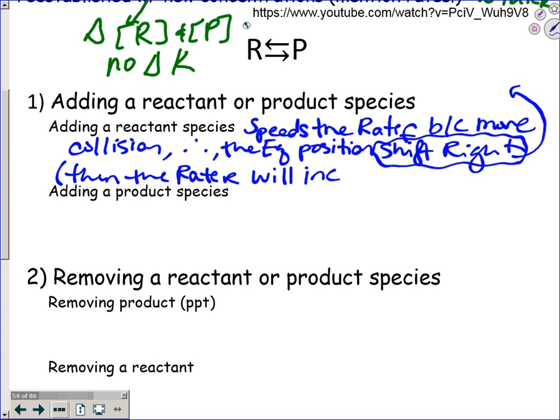Okay, so this is caused because when you increase reactant concentration, what does that do to Q? What does it do?